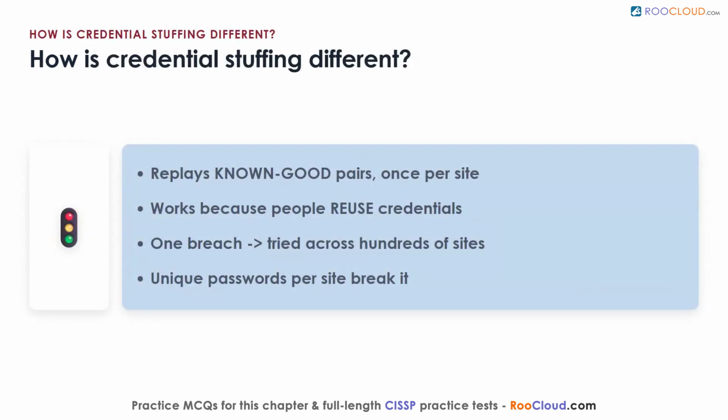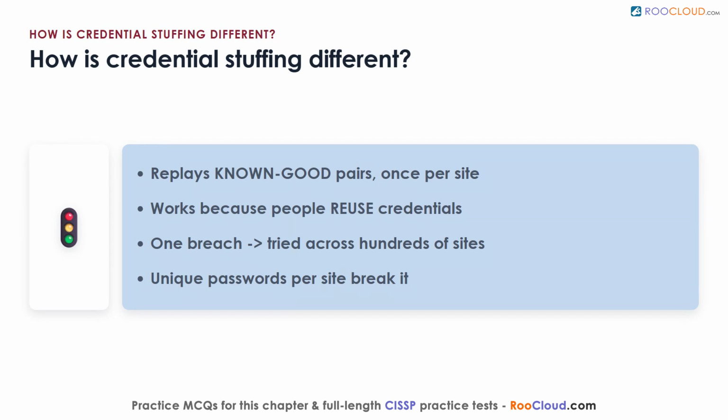How is credential stuffing different from spraying? The two get confused, but the goal is not the same. Spraying tries to slip past lockout limits. Credential stuffing simply replays known good username and password pairs, checking each one just once per site. It works because people reuse the same credentials everywhere.